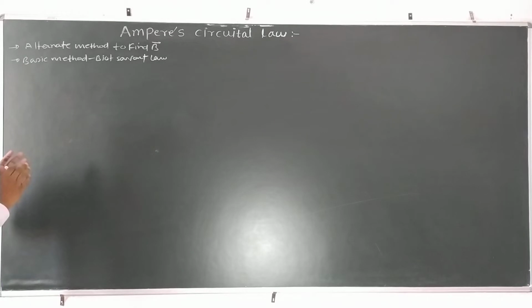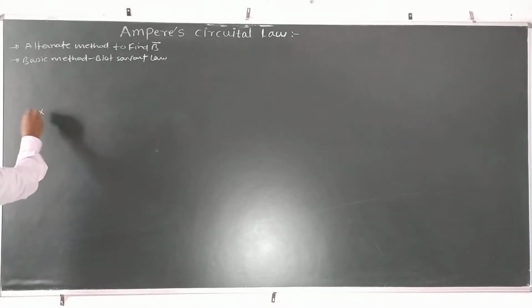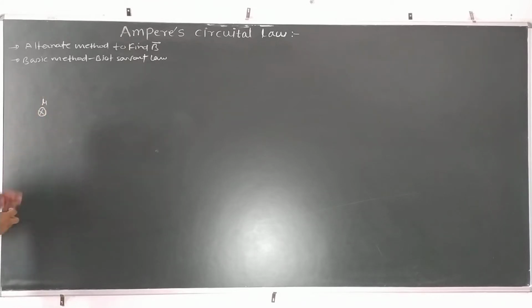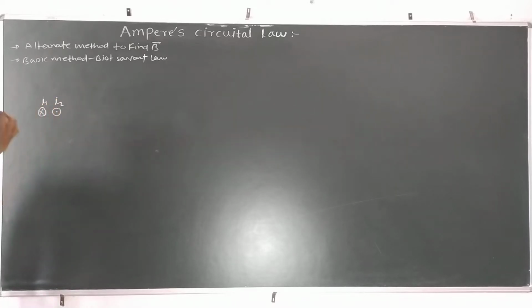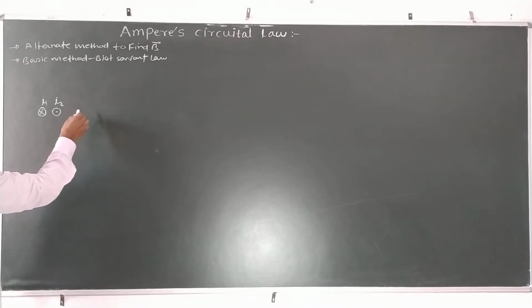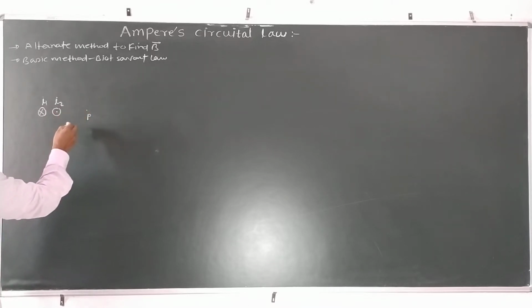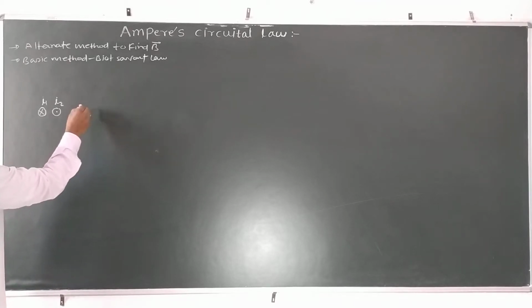According to this method, suppose there is a current which is inward. The cross indicates the current which is inward. Suppose there is a current I1 which is inward to the board, and there is another current I2 which is outward to the board. Then if you want to find the magnitude of magnetic field at a point P, we have to assume an Ampere's loop.